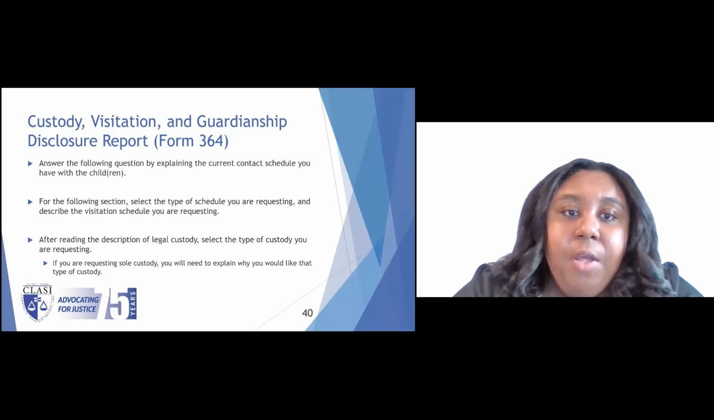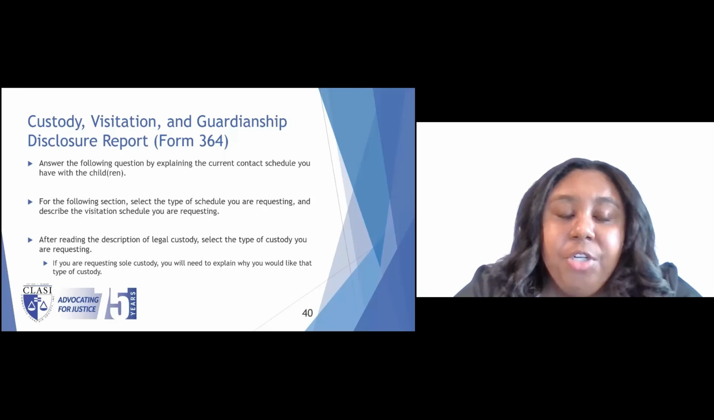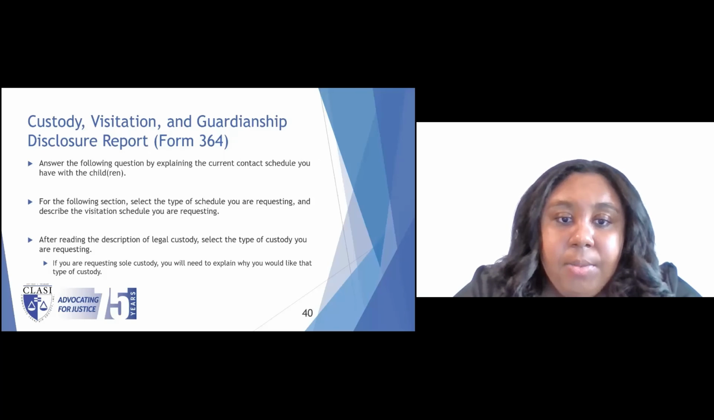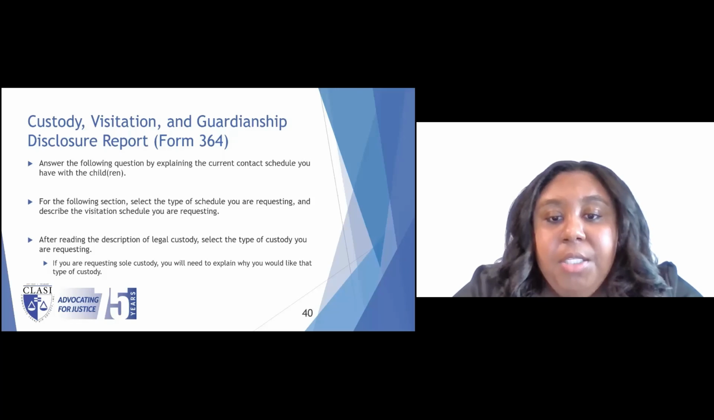Next, answer the following question by explaining the current contact schedule you have with the children. And then select the type of schedule you are requesting and describe the visitation schedule you are requesting. After reading the description of legal custody, select the type of custody you are requesting. If you are requesting sole custody, you will need to explain why you would like that type of custody.